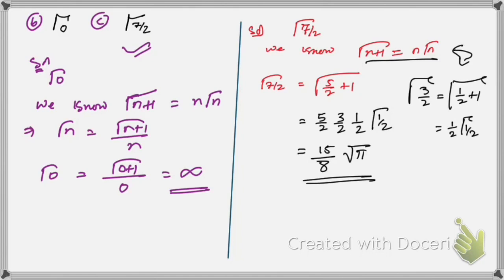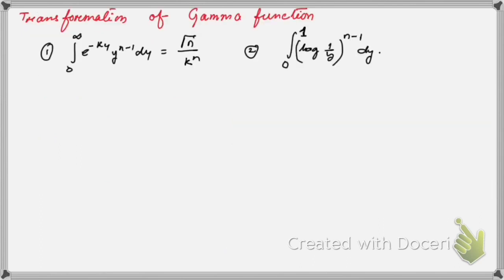Now let's discuss the transformation of gamma function. Let me take a new slide. Okay, so now let us discuss the transformation of gamma function. Here you see, the integral from 0 to infinity of e to the power minus ky, y to the power n minus 1 dy is equal to gamma n divided by k to the power n.